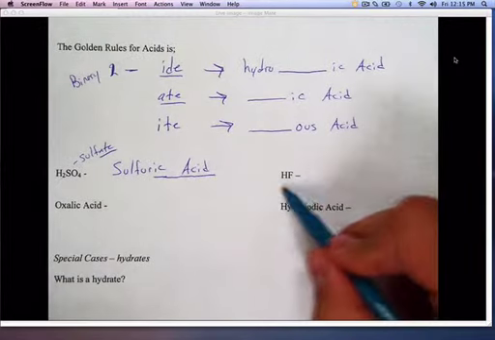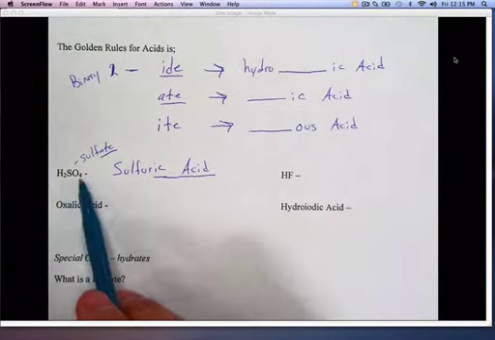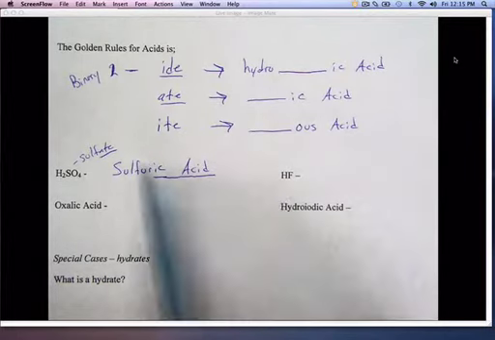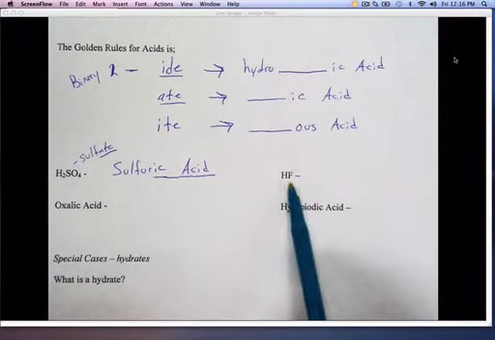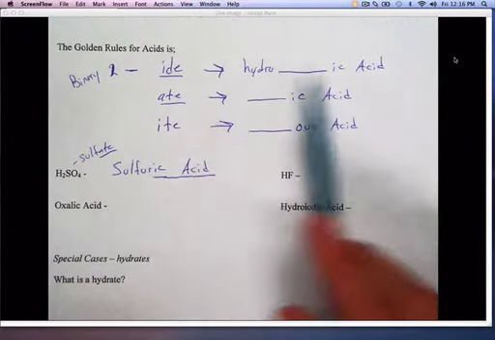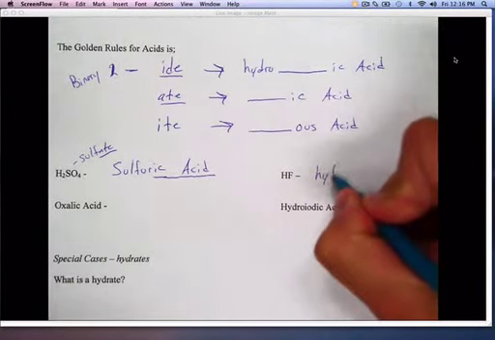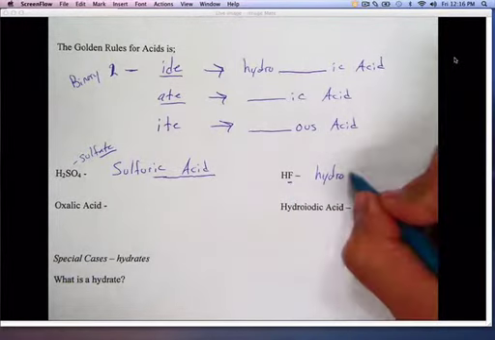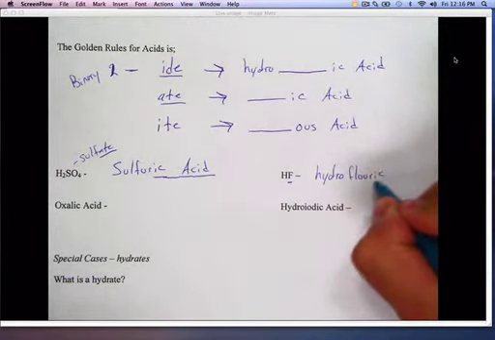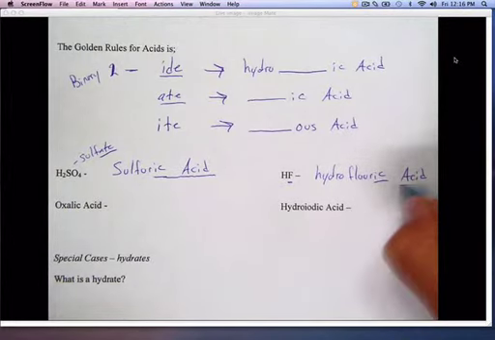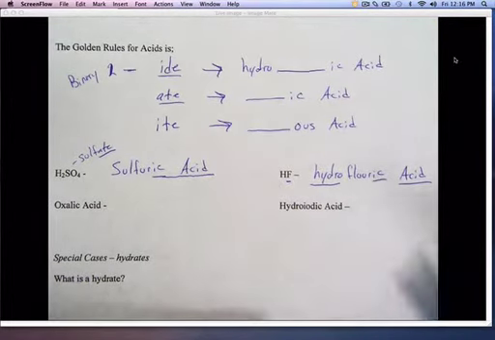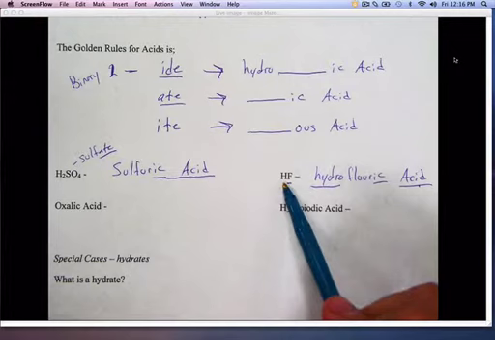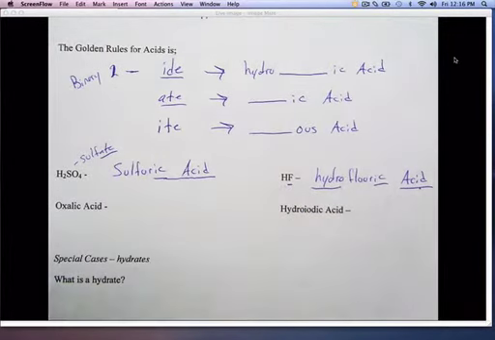Second one, HF. Notice that sulfuric acid has three elements. This one only has two. This is a binary acid. So that means it's going to be hydrogen fluoride. HF, hydrogen fluoride. Ide changes to hydro-ic acid. So I'm going to go hydro, and then fluoric acid. Hydrofluoric acid. Why didn't you put hydrogen there? Because the word acid tells me I have hydrogen first. Anytime I write acid, it's just known that the H is first.